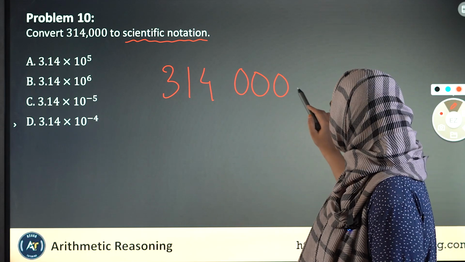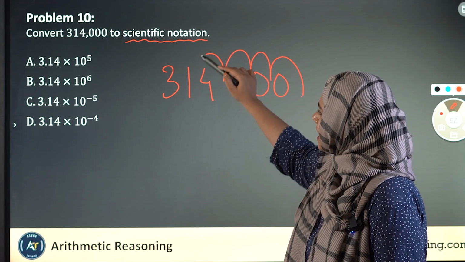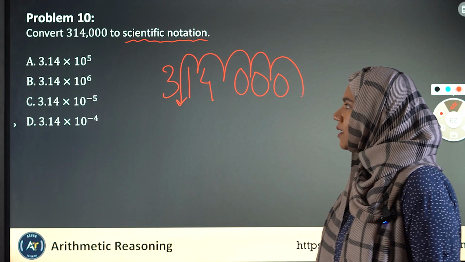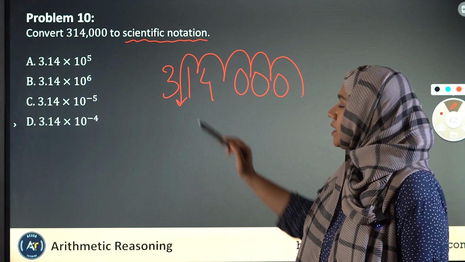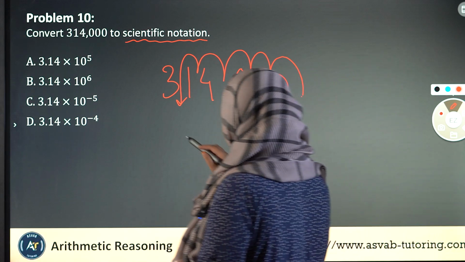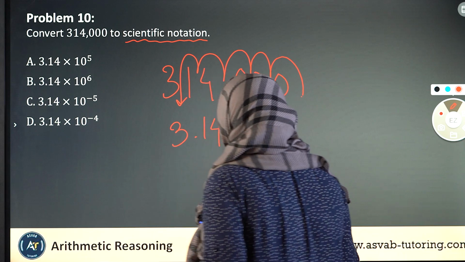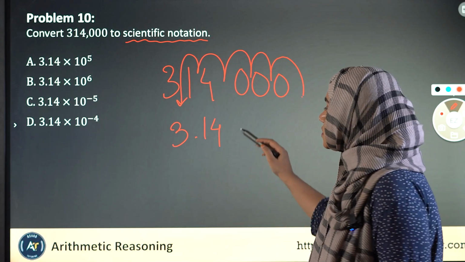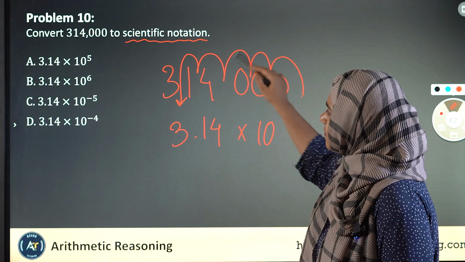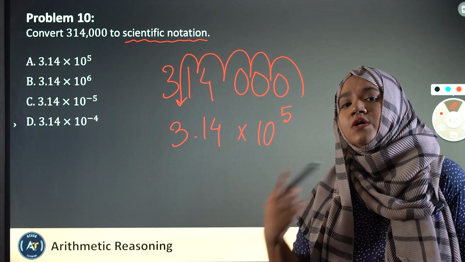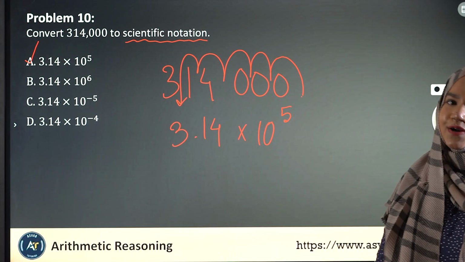So what I said is, in scientific notation, the decimal needs to go right next to the first digit. So how many numbers did we cross? 1, 2, 3, 4, 5. So we crossed 5 boxes or 5 numbers ahead, right? Which means that the correct form is 3.14. We don't need to write the zeros anymore because those don't have any value. But the answer is going to be 10 to the power 5. 5 units to the left is 10 to the power plus 5. To the right, it would have been minus 5, okay? So option A is the correct answer.